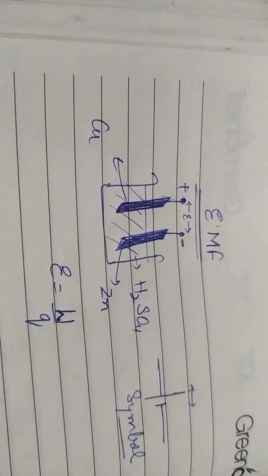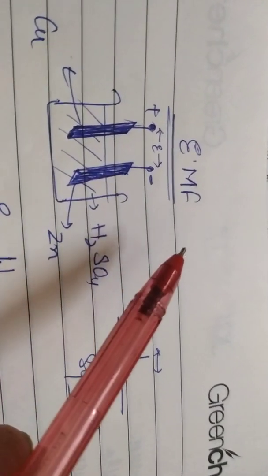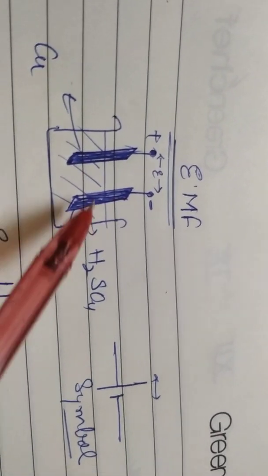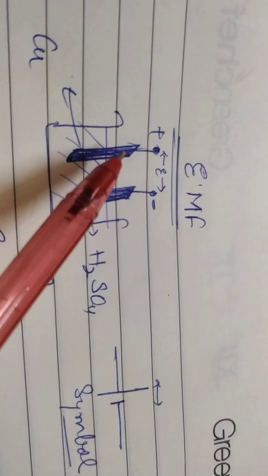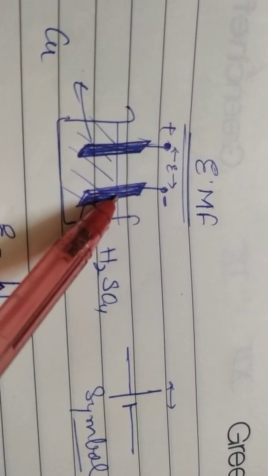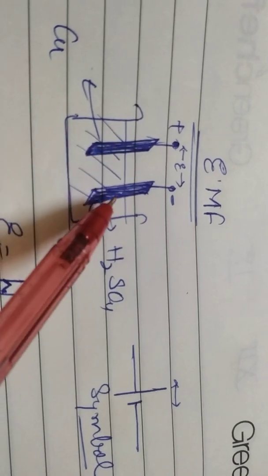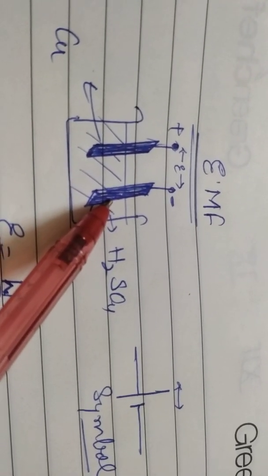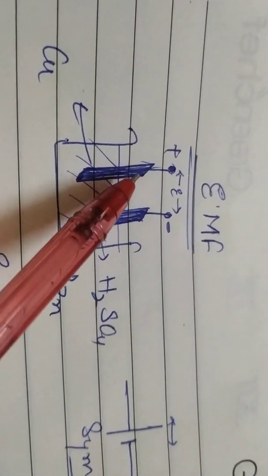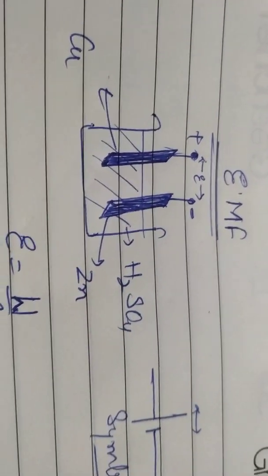Hello students, our next topic is EMF. Now EMF is the potential difference offered by a cell. So it is simply the potential difference between the terminals of the cell when the cell is not in use, and we can measure it with the help of a potentiometer or with the help of a voltmeter, directly connecting the voltmeter with the two terminals of the cell.